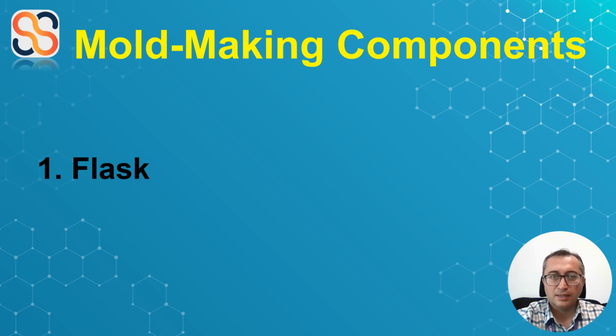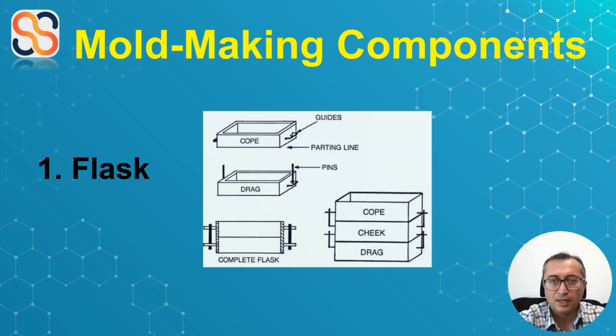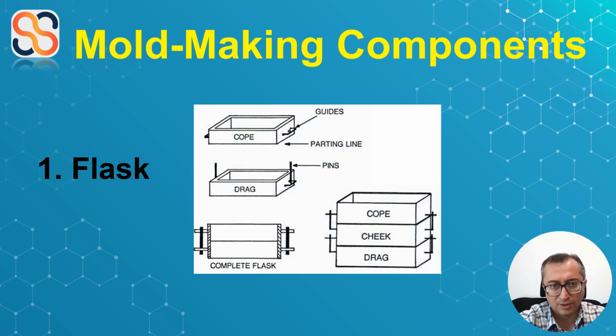Flask. It is like a frame made of metal or wood that holds the mold. It doesn't have a fixed top or bottom. Depending on where it is positioned, we call it different names. The lower one is the drag. The upper one is the cope. And if there is a middle piece, that is called the cheek.